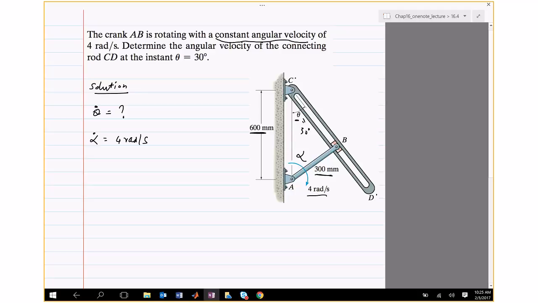And I want to be able to relate theta with alpha, so that when I take the derivative of theta, I'll get it in terms of alpha dot, and then I'll be able to find what I need, which is theta dot. So how can I relate alpha, theta, and what else is given? 600 and 300. How are they related? Sine rule. Okay, if I take the sine rule, then it's going to be 600 divided by this angle and 300 divided by that angle.